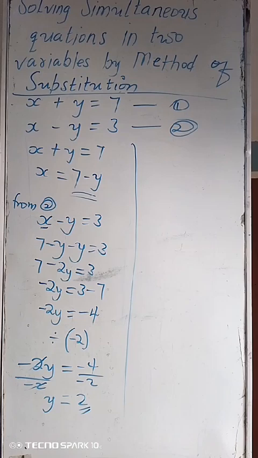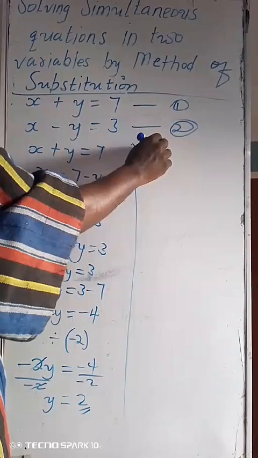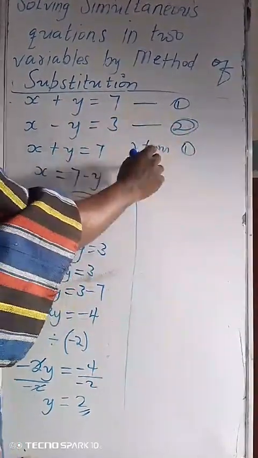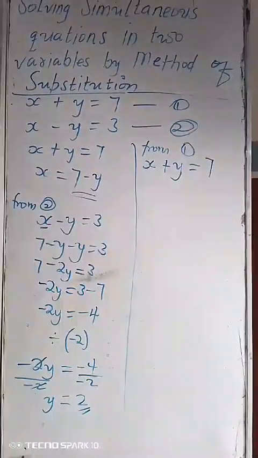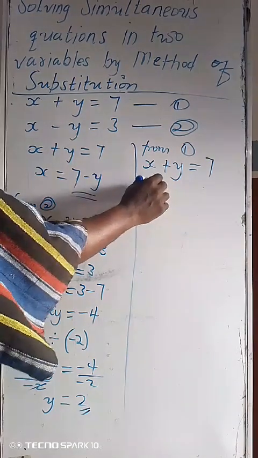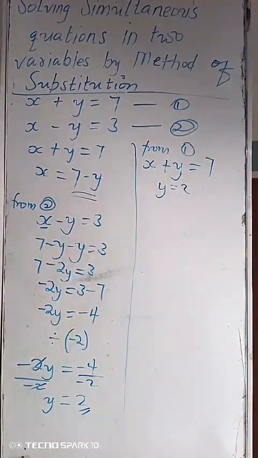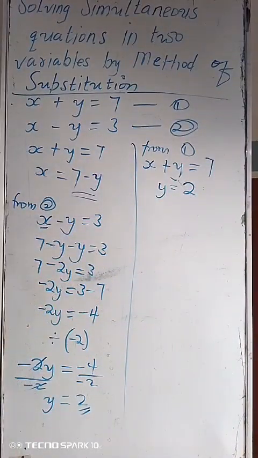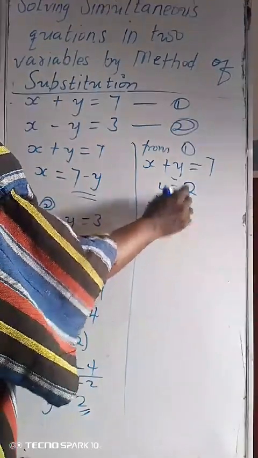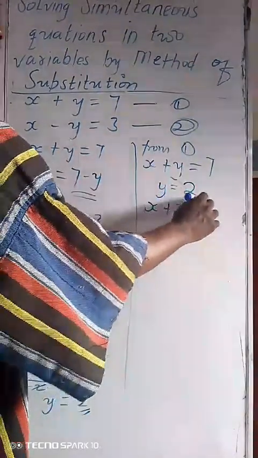The next step is to substitute y is equal to 2 into any of the relations that I want. So I will consider equation 1. From equation 1, I have x plus y is equal to 7. And don't forget that now I have my y to be 2. So wherever I see y, I'll be writing 2. So x plus 2 is equal to 7.